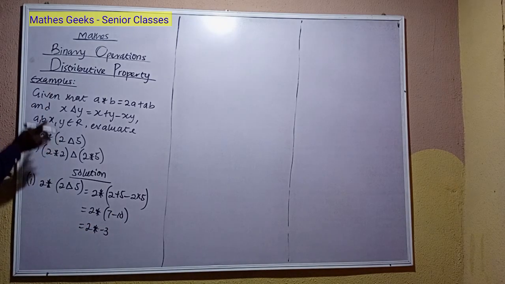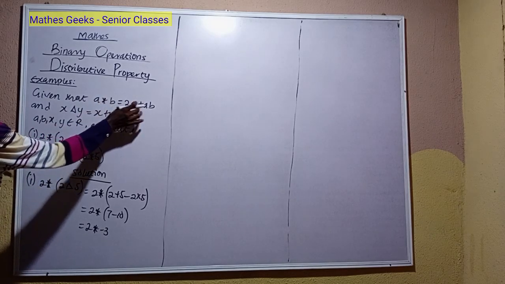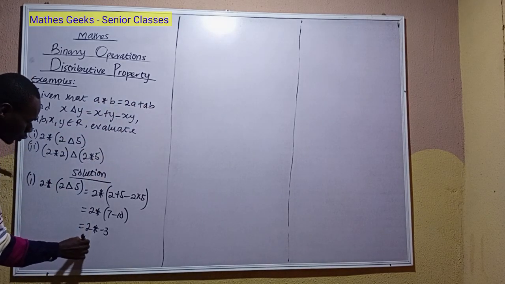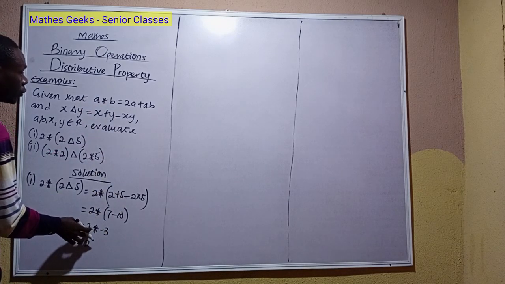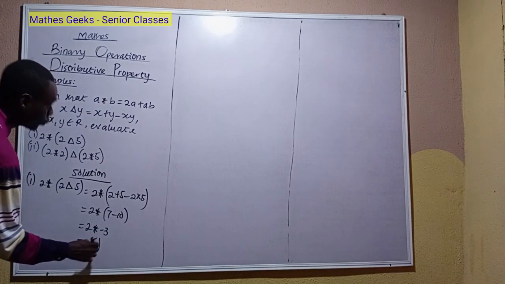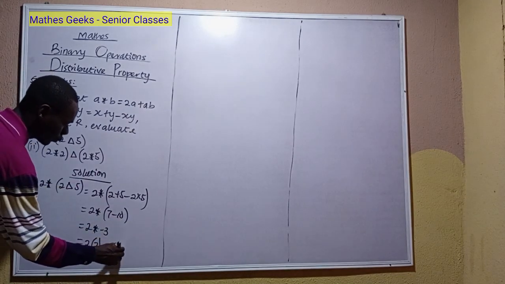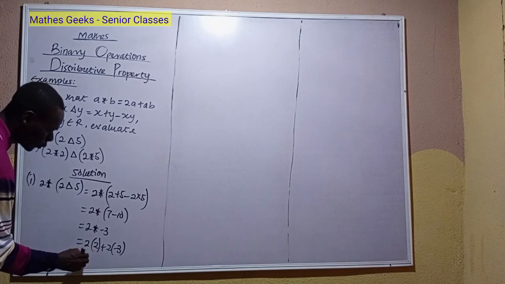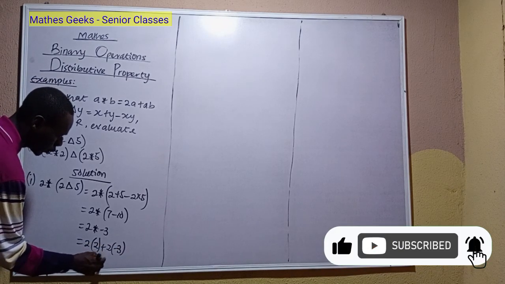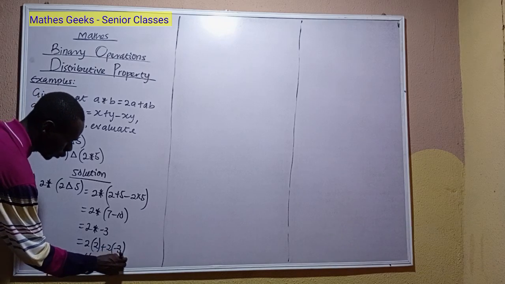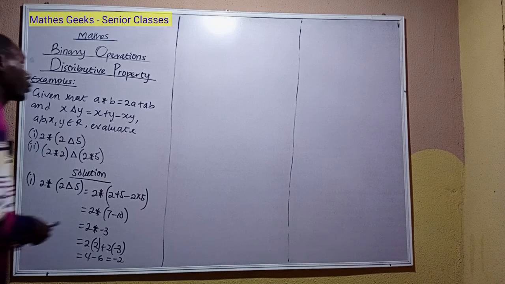So now we're going to use the star operation. The star operation is a star b equals 2a plus ab. So this equals 2 times a, where a is 2 and b is minus 3. So 2a is 4, plus 2 times minus 3, which will give us minus 6, and which will give us minus 2. So the answer to figure 1 is minus 2.